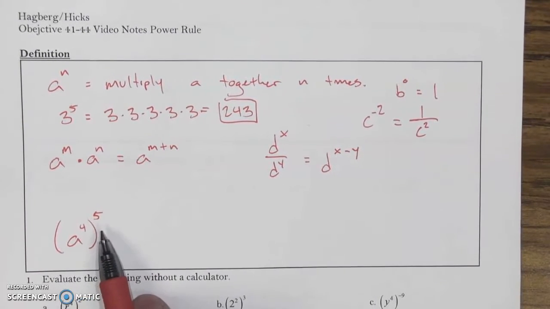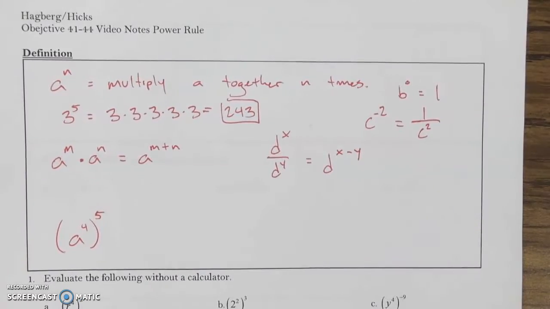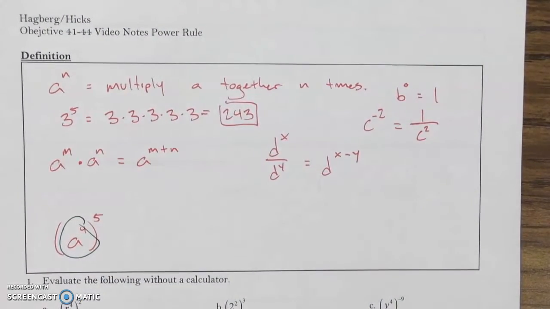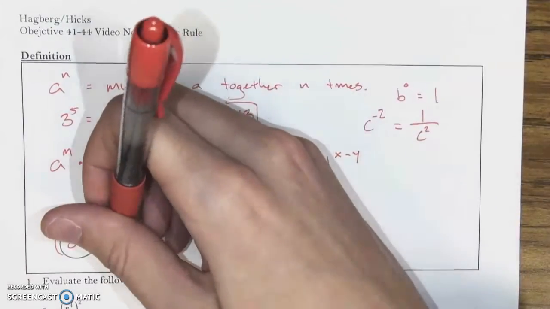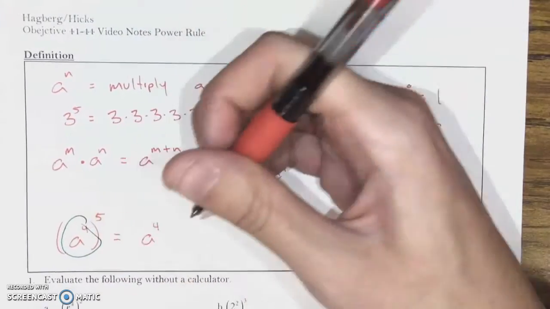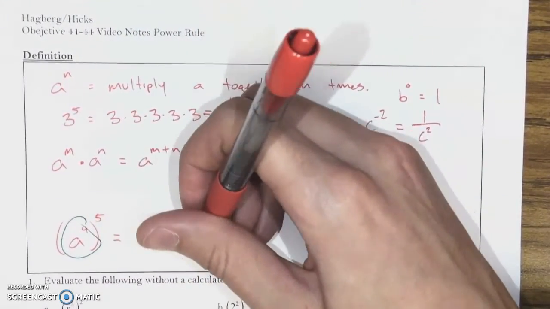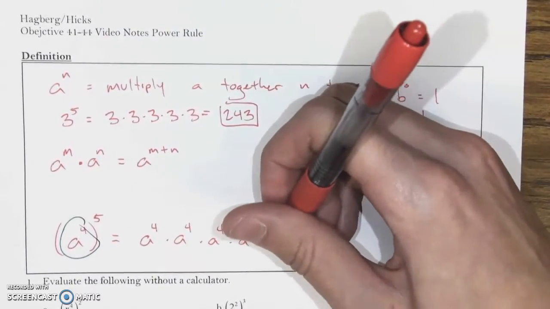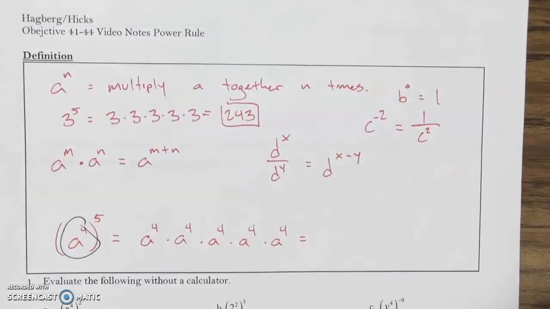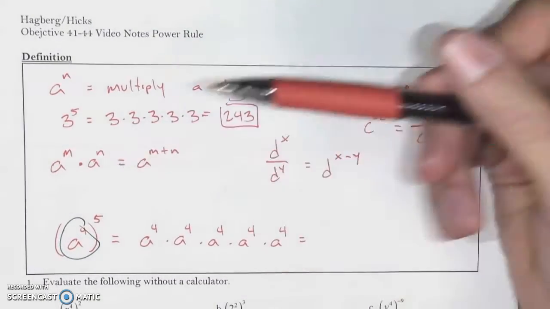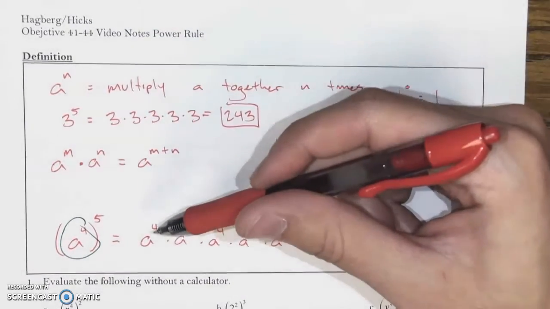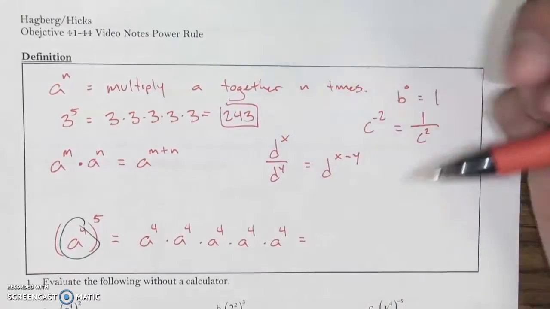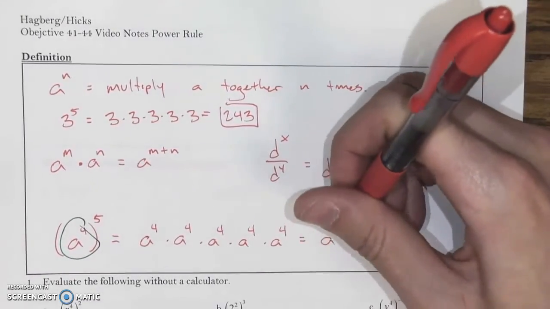Because of the way that we have grouped this, we can also think of this as the base is a to the 4th and the power is 5. So we can rewrite this as a to the 4th times itself 5 times. So a to the 4th times a to the 4th times a to the 4th times a to the 4th times a to the 4th. Well, what we know from our product rule, we can just take all of the exponents and add them up. So 4 plus 4 plus 4 plus 4 plus 4 gives us a to the 20th.